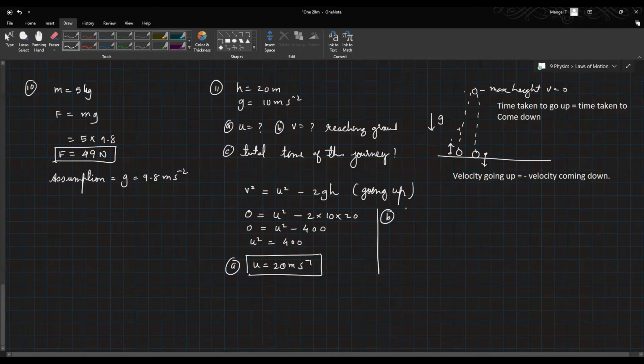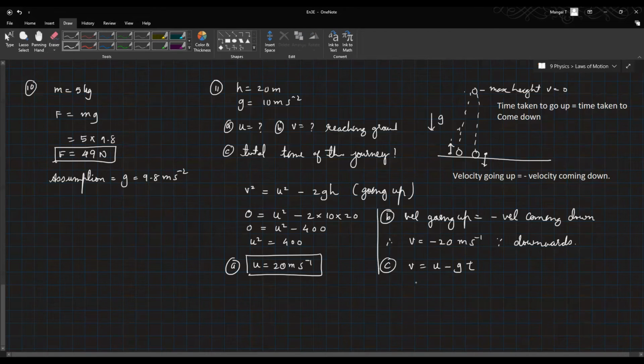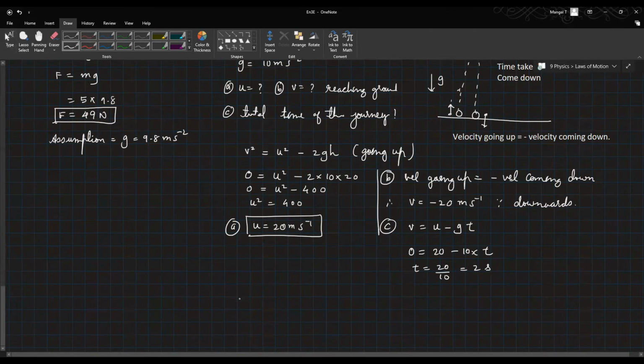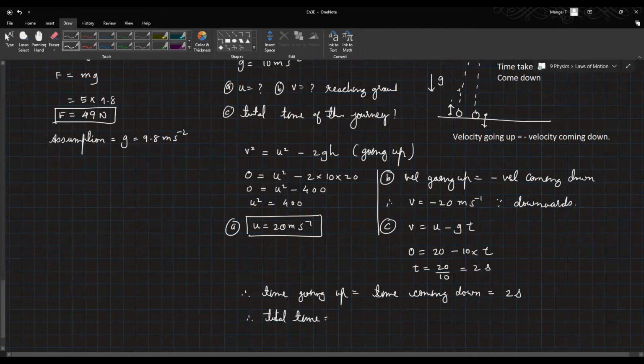Now for the second part, we know that... therefore, I will take the velocity as negative 20 since it is downwards. v = u − gt. So this is 0, this is 20 − 10 × t. So therefore, t is equal to 20 upon 10, equal to 2 seconds. So therefore, total time equals 2 plus 2, that is 4 seconds.